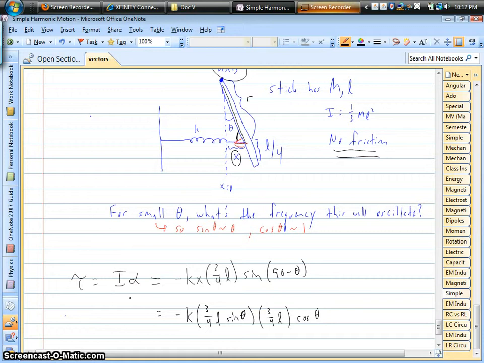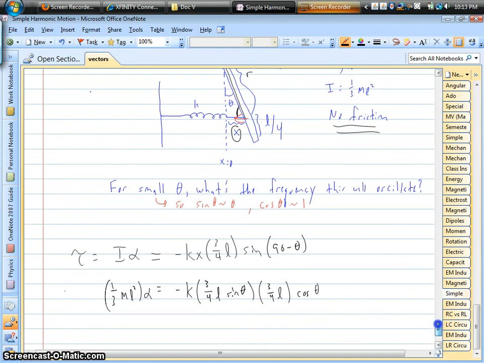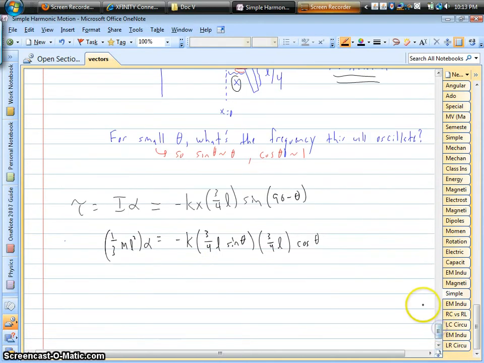Now on the left-hand side, we have the moment of inertia. This is a stick rotating around one of its ends. So that's 1/3 ml squared times alpha. Okay, so obviously it's a little bit messy. Let's play with this a little more and see what happens, because as we do this, we can simplify things just a tad. Let's just go ahead and see what we get.